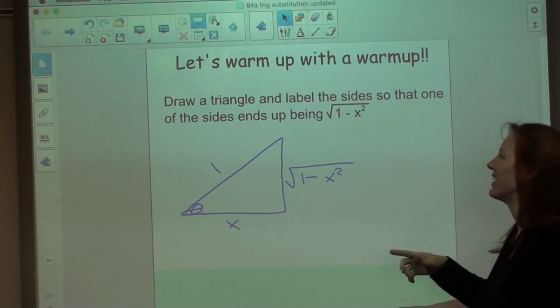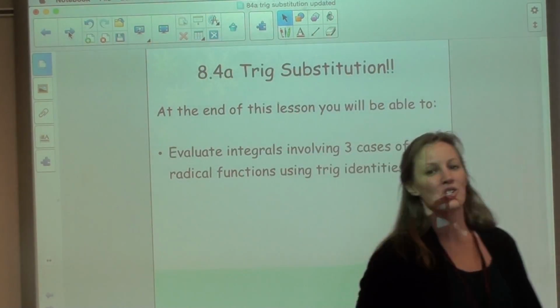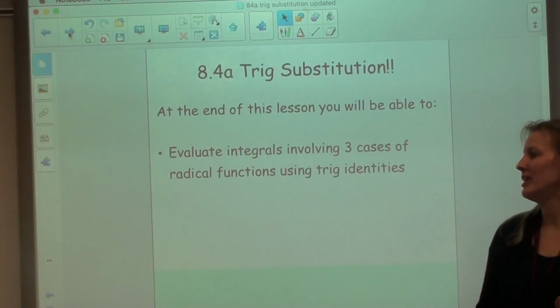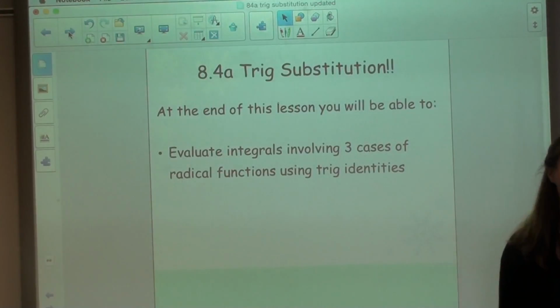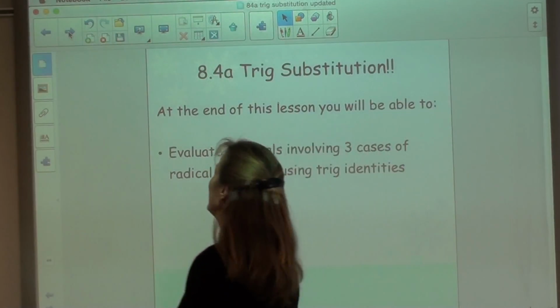Alright, very good. So this is going to lead us into what we're doing today. Today we're learning a method called Trig Substitution. At the end of this lesson, you will be able to evaluate integrals involving three cases of radical functions, but in a lot of different contexts. It's a great method for integrating radical functions in pretty much any context, and we're going to use trig identities in order to do it.